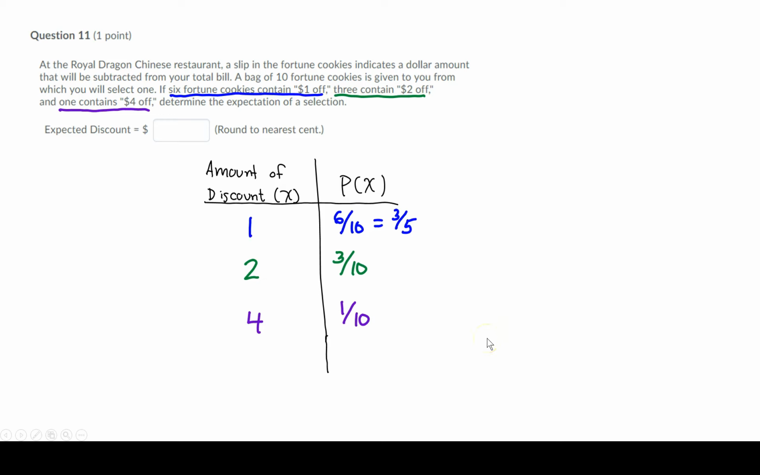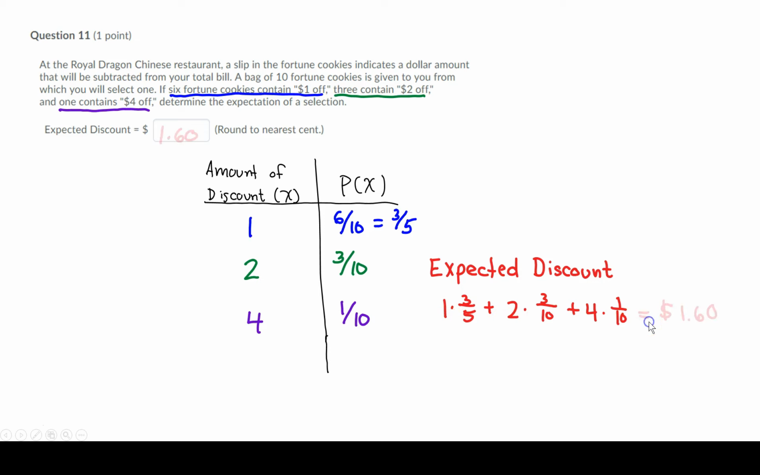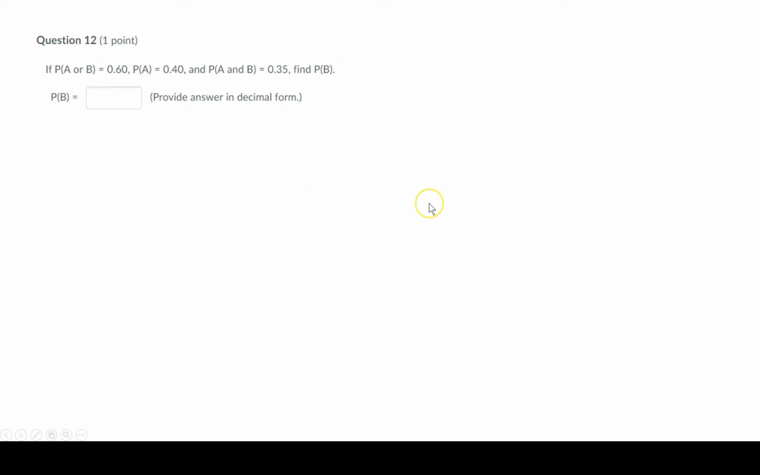So as before, when I look for an expected amount or expected discount in this case, I'm going to take each one of these outcomes and multiply it to its probability and then add them together. So I'm going to have 1 times 3/5 plus 2 times 3/10 plus 4 times 1/10. And that comes out to be 1.6, or in this case, $1.60. So on average, the expected discount is going to be $1.60.